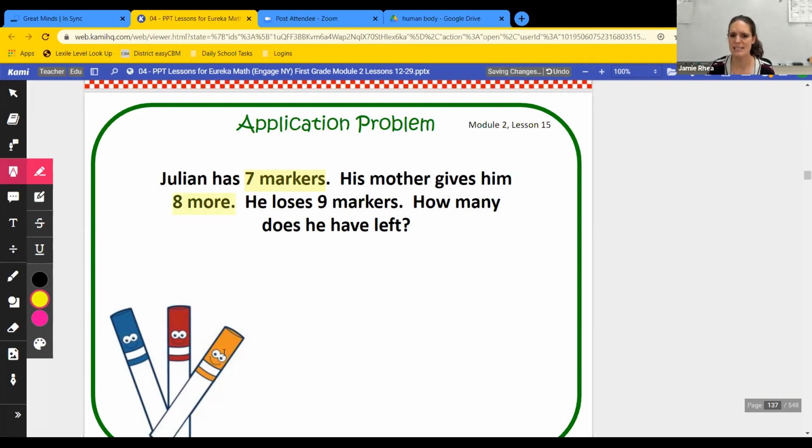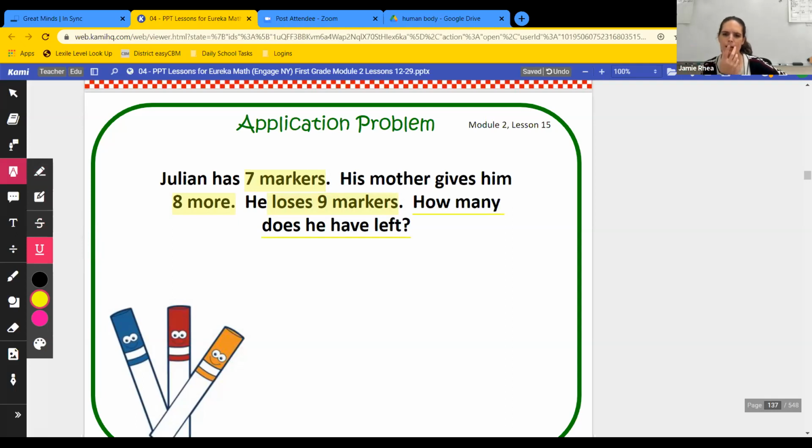He loses markers. Did you just say 9 markers or did you say loses 9 markers? Loses 9 markers is a clue. So let's highlight loses 9 markers. Now our question is, how many does he have left? That's what we got to figure out.